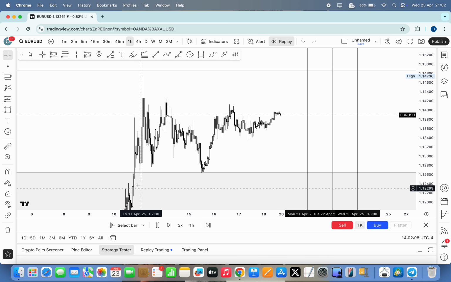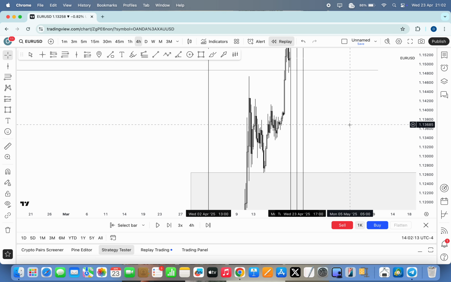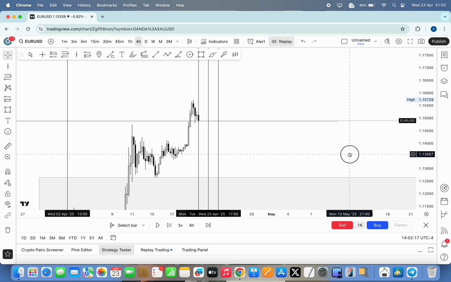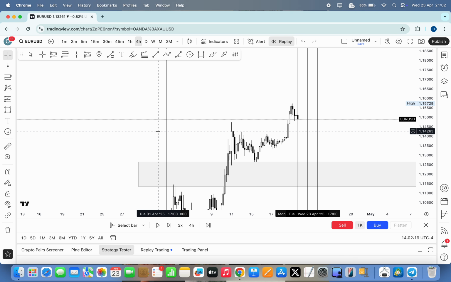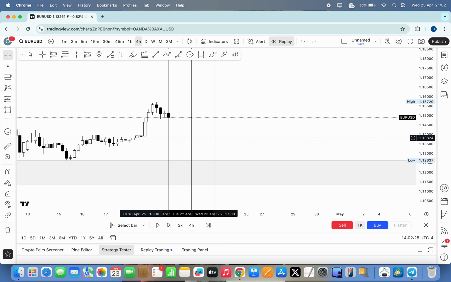So I'm going to play it. Let me play it on the 4 hours for it to be fast. Right over there. Pause. So we woke up on a random Tuesday. This is a Monday price action.